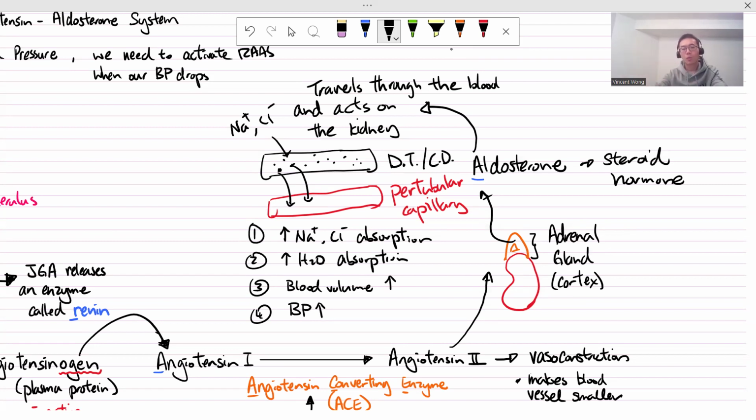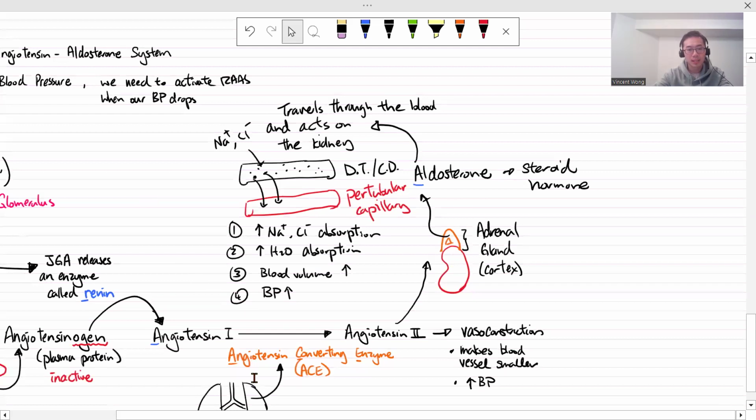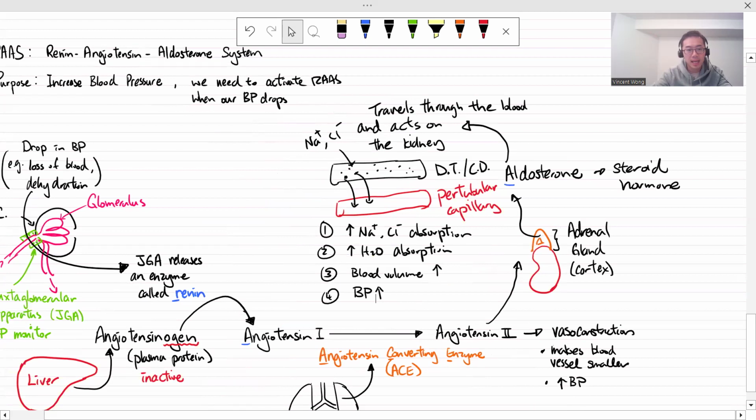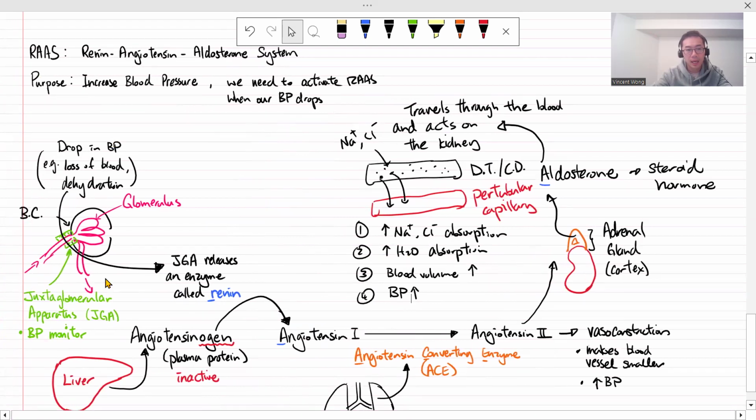Okay, so that's how the RAS system works. Okay. The angiotensin number 2 squeezes the blood vessels, which increases the blood pressure. And then it triggers the release of aldosterone, which helps you conserve water and sodium. And that will further increase your blood pressure. And collectively, these things are going to counteract the drop in blood pressure.